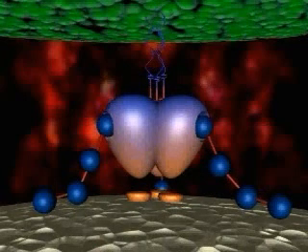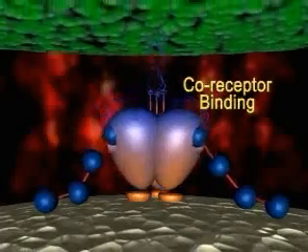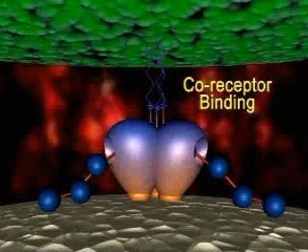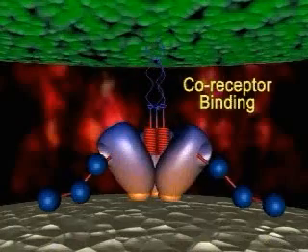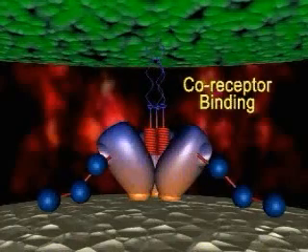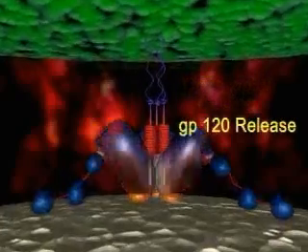Step 2 involves the interaction of the GP120-CD4 complex with the chemokine co-receptor. The action of co-receptor binding is thought to result in further conformational changes in GP120. These changes allow GP120 to move aside, exposing GP41.